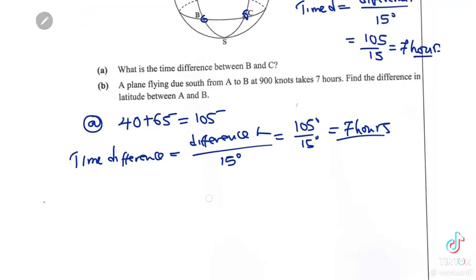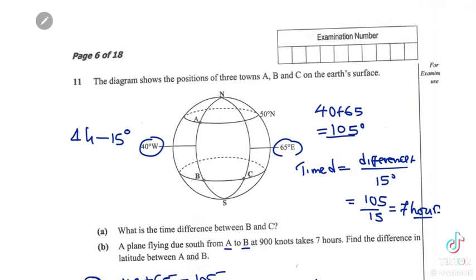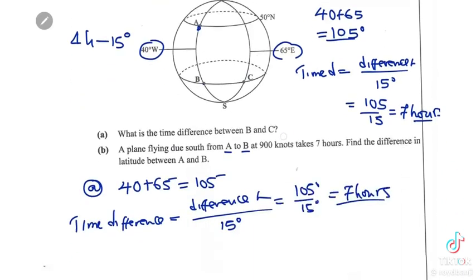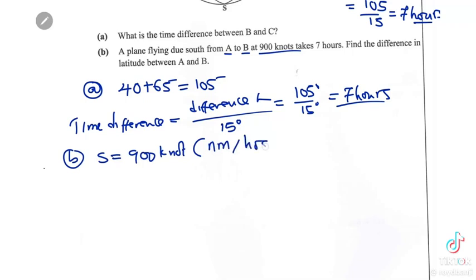Now, coming to the second question, a plane flying due east from A to B at 900 knots. So that is speed, for B, please. Speed is 900 knots. When the speed is in knots, just know that the distance was in nautical mile, and of course time was in hours. Divided gives us knots. Take 7 hours.